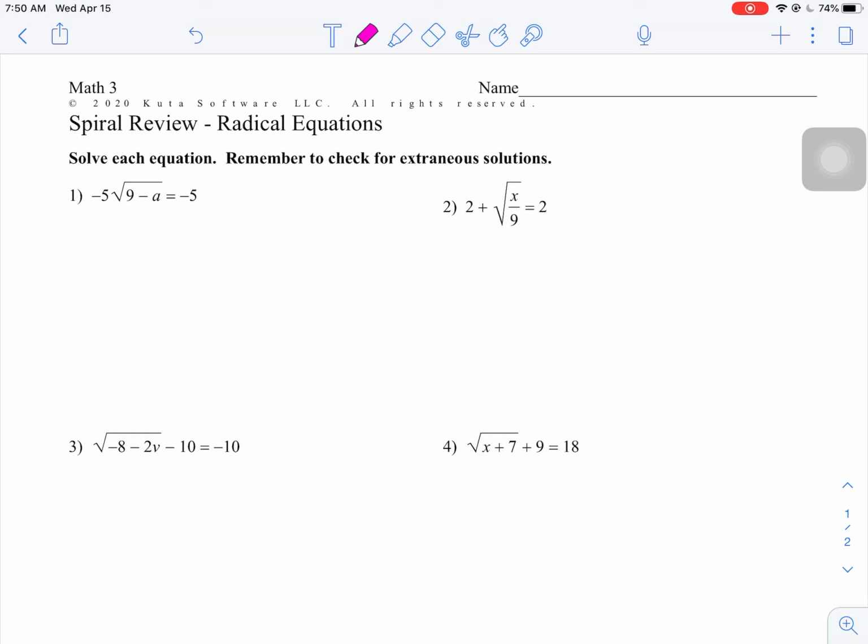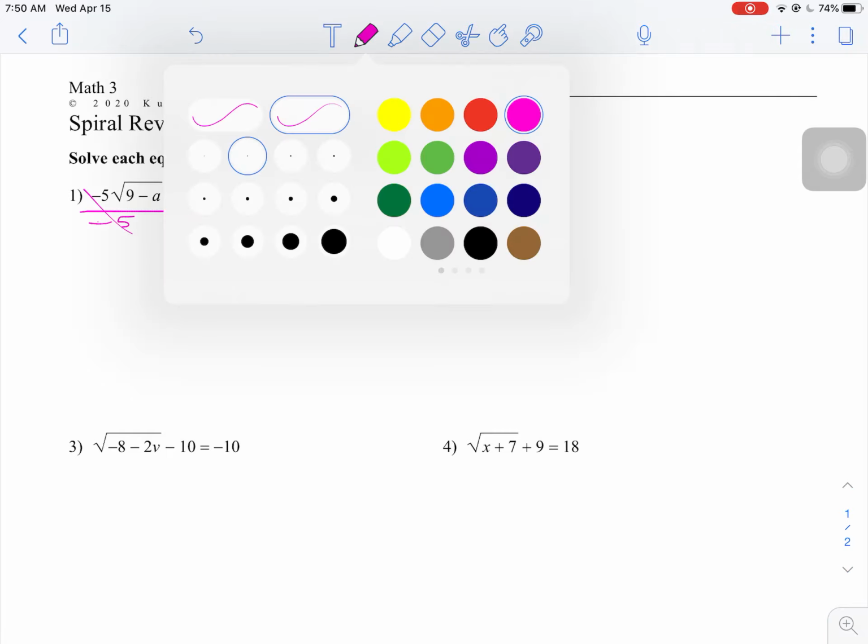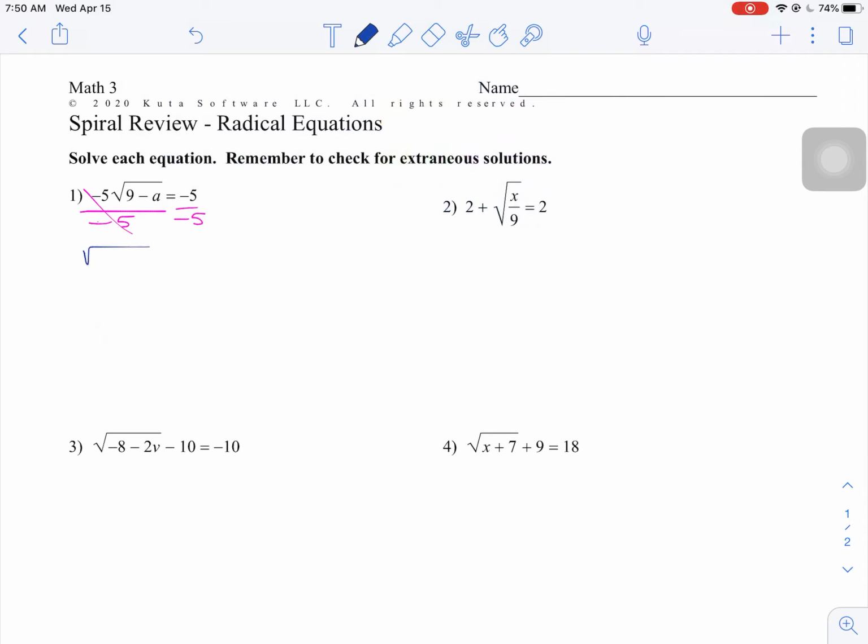So the whole goal with radical equations is that you need to isolate the radical first before you try to cancel out the radical. So on number 1, you have to get rid of this -5 that's being multiplied in the front. To undo multiplication, you have to do division. Divide by -5, because whatever you do on one side of the equation, you have to do on the other side of the equation to keep it balanced. So square root of 9 minus a equals 1.